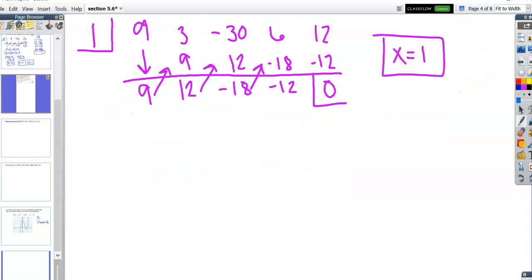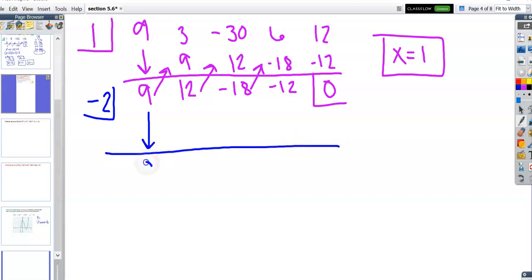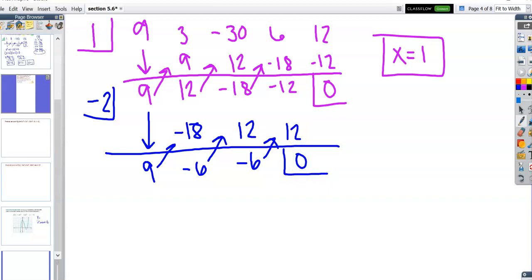We also said -2 looked like a good option. Let's try dividing this entire thing now by -2. Carry down the 9. -2 times 9 is -18. Add the 12 and the negative 18, multiply negative 2 and negative 6, and then carry back up. Negative 18 and 12 again, negative 6. Multiply negative 2 times negative 6, we should get 12. Add, we should be left with a remainder of 0. So yes, x equals negative 2 is in fact a second 0.